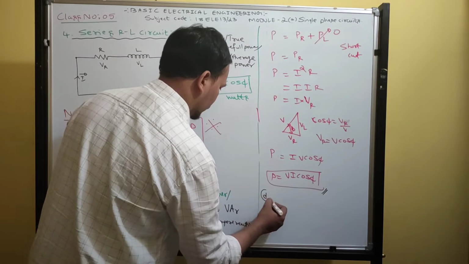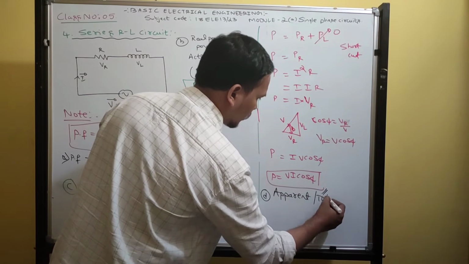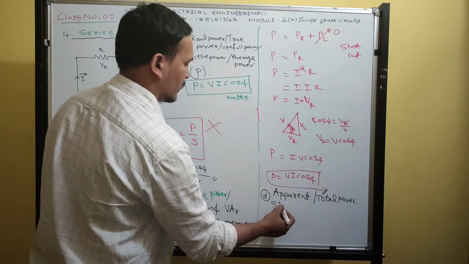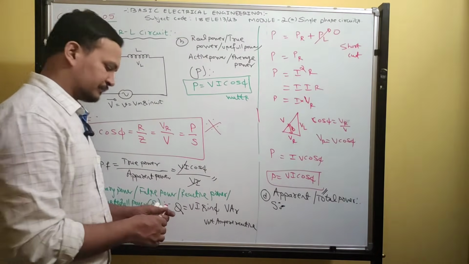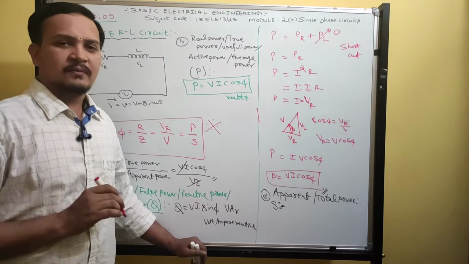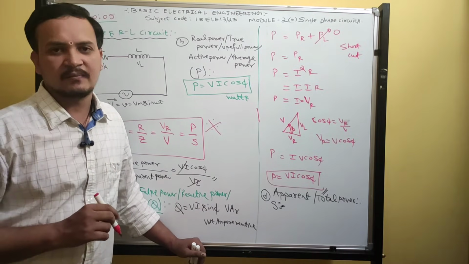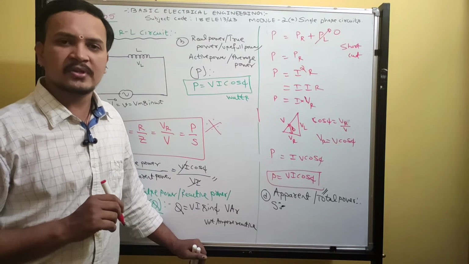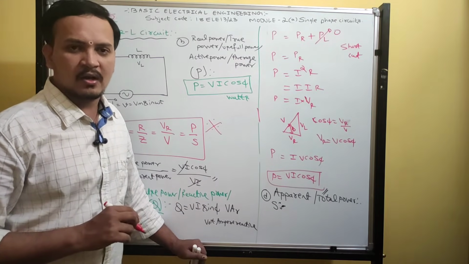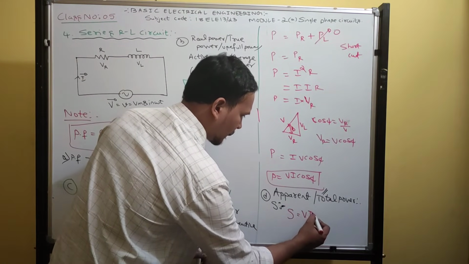Next, D, apparent power, or total power, denoted by the letter S. It is defined as the product of RMS voltage and RMS current. You can write it vice versa, not an issue. And it is given by S is equal to VI.